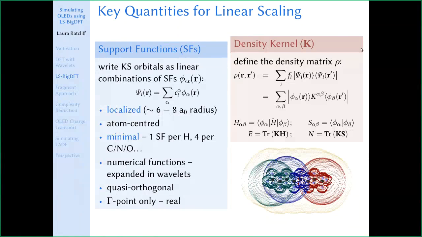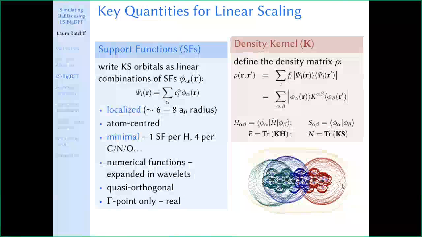So once we've defined the support functions, we can also write the density matrix in terms of the support functions and this density kernel. And once we have these 2 key ingredients, we can write the Hamiltonian, the overlap matrix, and use these to define the total energy of the system or the number of electrons. So our support functions, as I said, are represented on a wavelet grid. So we still have these 2 levels of resolution, but then we have some spherical regions on top.